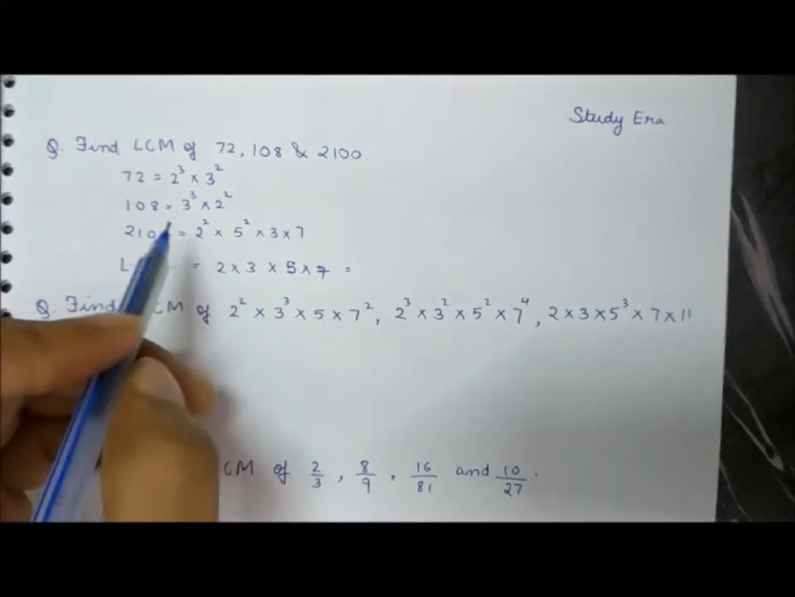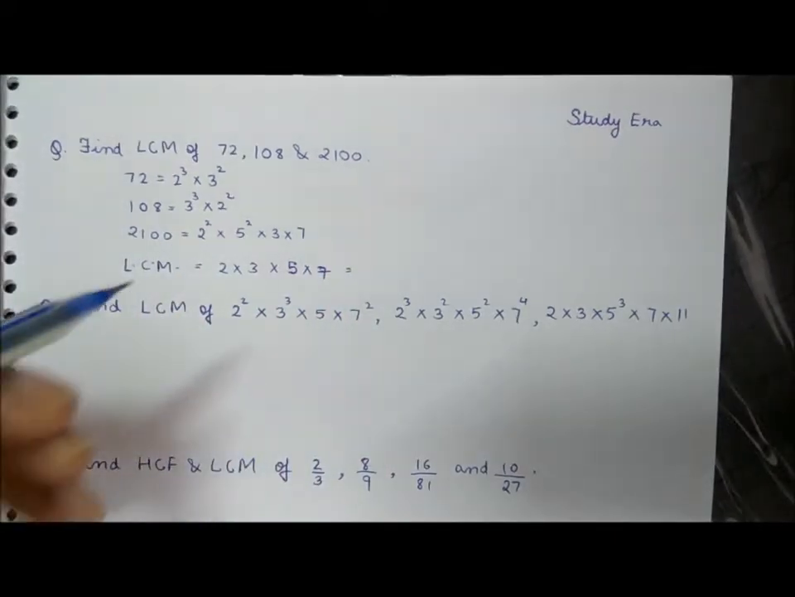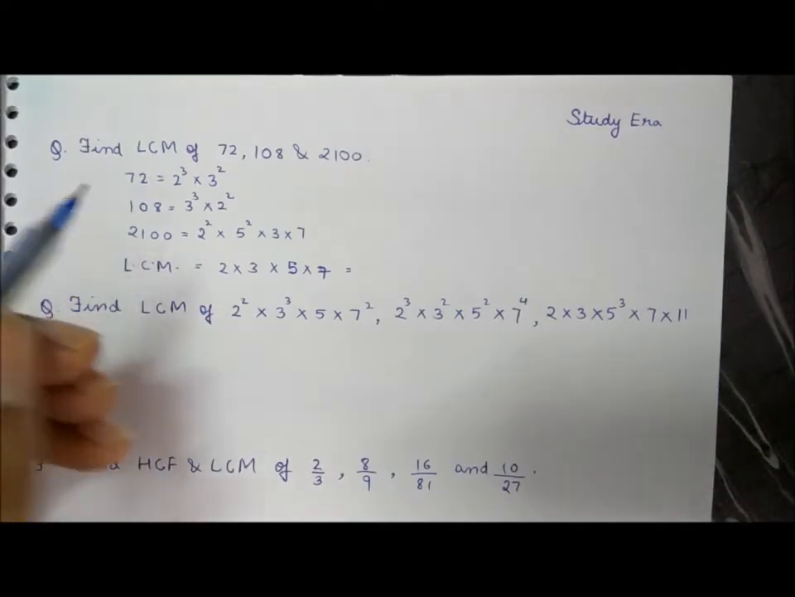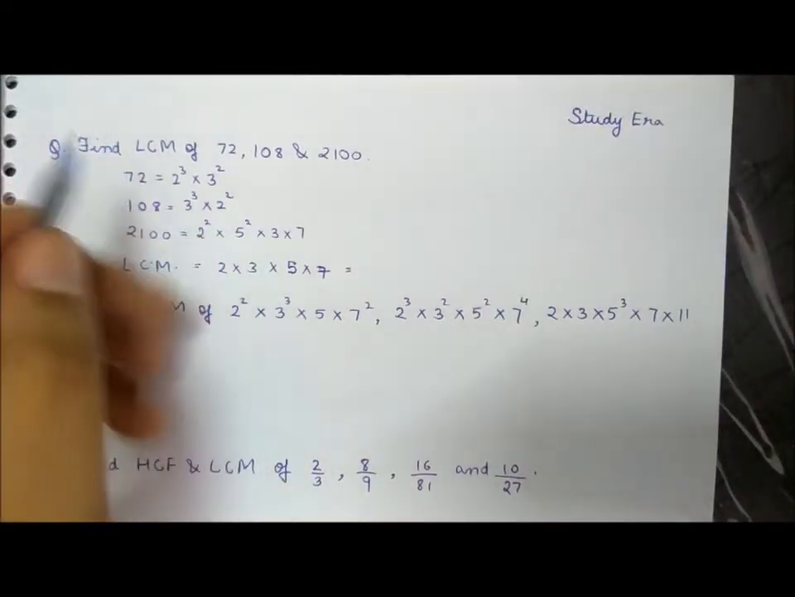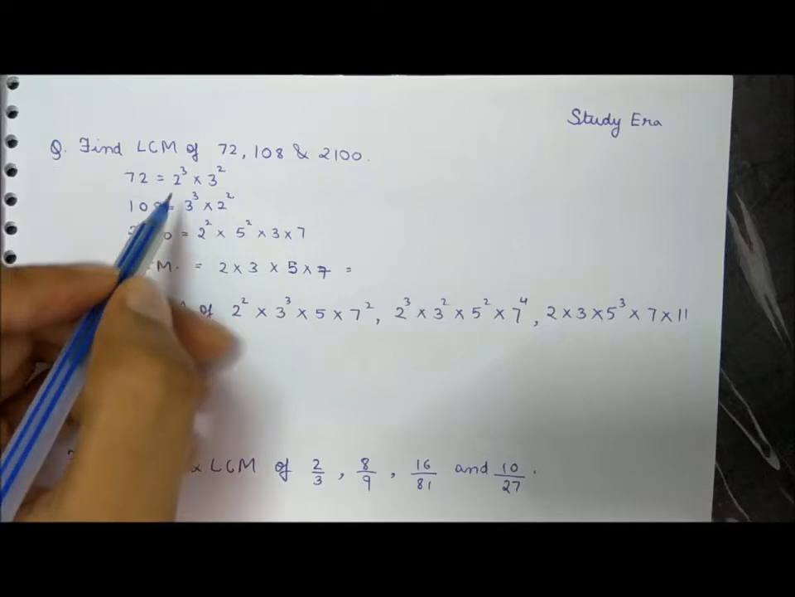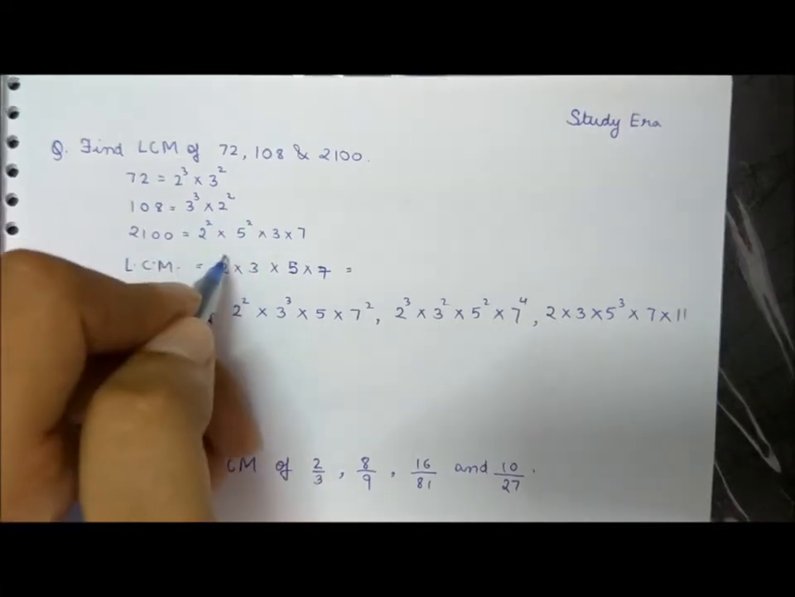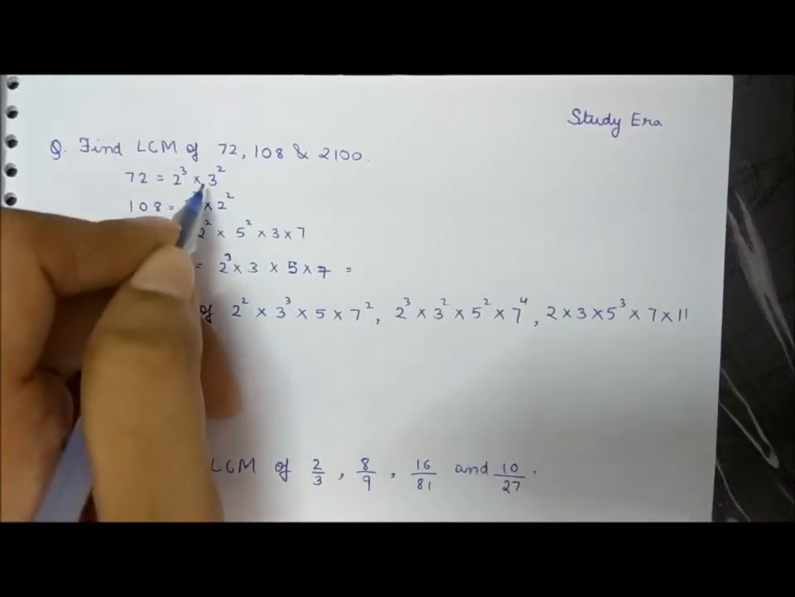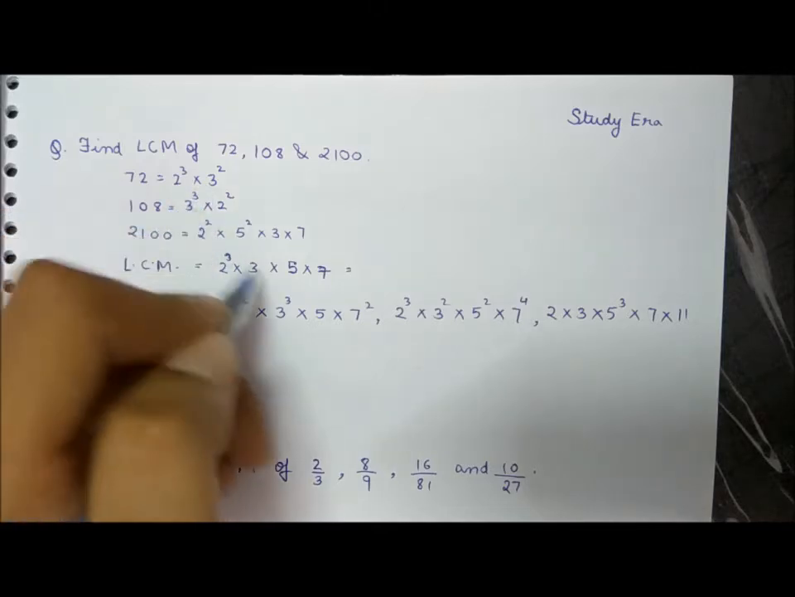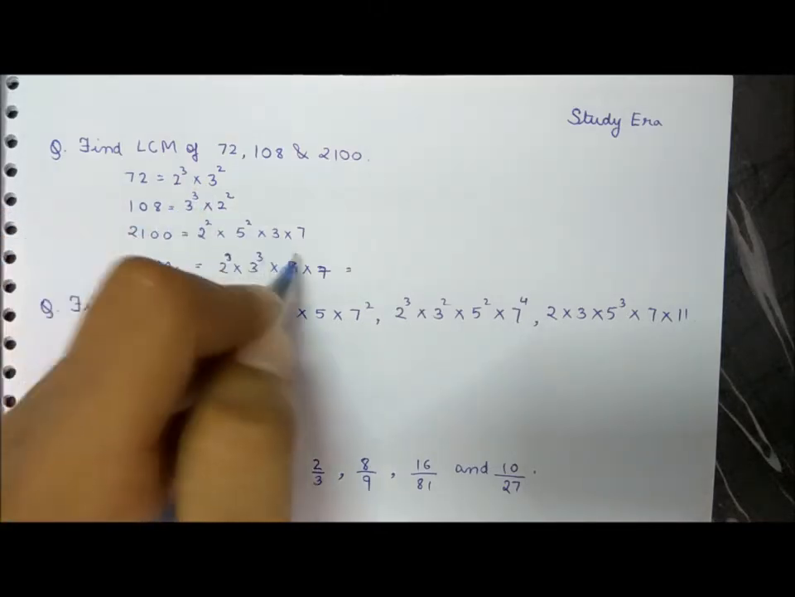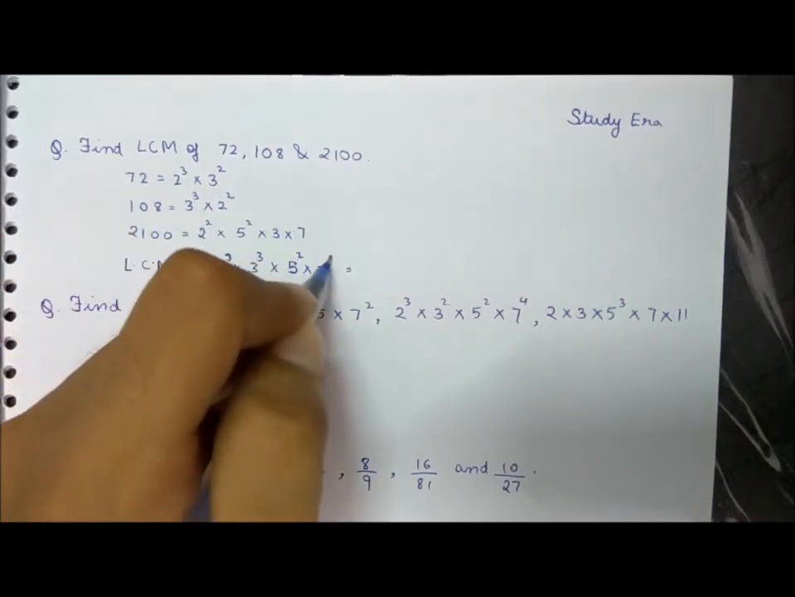With the maximum power: in HCF we have taken the least power, in LCM we are going to take the maximum power. In this, 2 to the power 3, 2 to the power 2, 2 to the power 2. So the maximum power is 3. And for 3, the maximum power is 3. For 5, the maximum power is 2. For 7, the maximum power is 1.